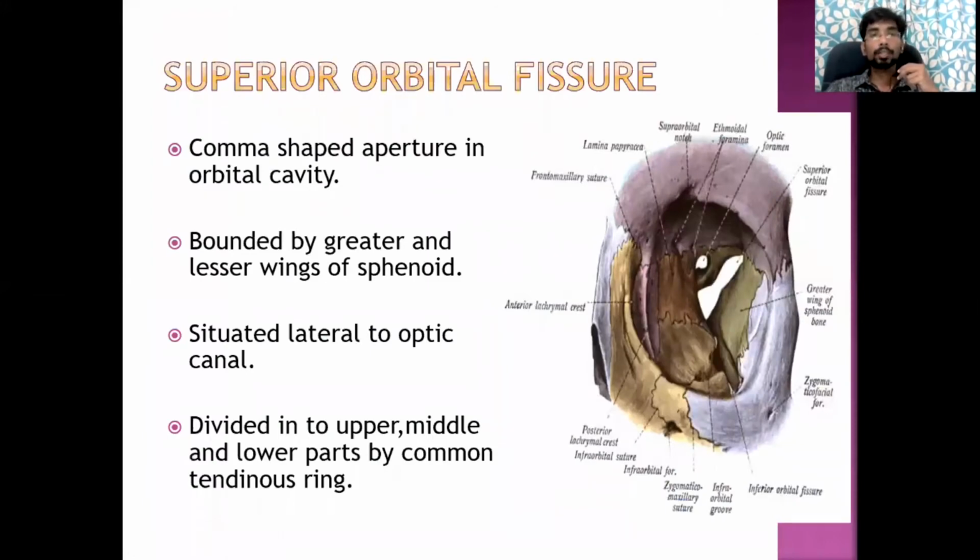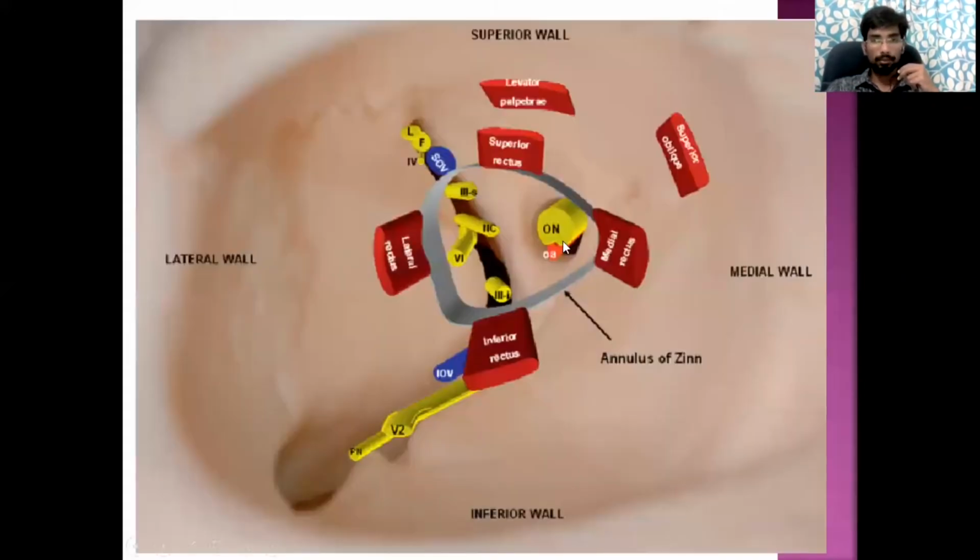Next is the superior orbital fissure. It is a comma-shaped aperture in the orbital cavity bounded by the lesser wing and the greater wing, situated lateral to the optic canal. It is divided into upper, middle and lower parts by the common tendinous ring.